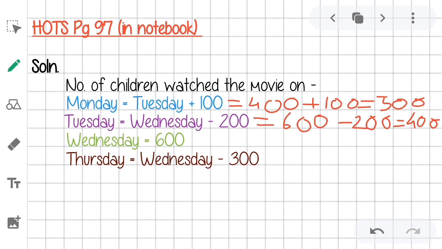Now we are left with Thursday. We have to calculate for Thursday now. So that is equal to Wednesday minus 300. On Wednesday we have seen it's 600. So 600 minus 300 will be equal to 300. Okay. So this is the way how we will solve this question, and in this way only you will write it in your notebook. Question number 2 of HOTS should be solved in your notebook.